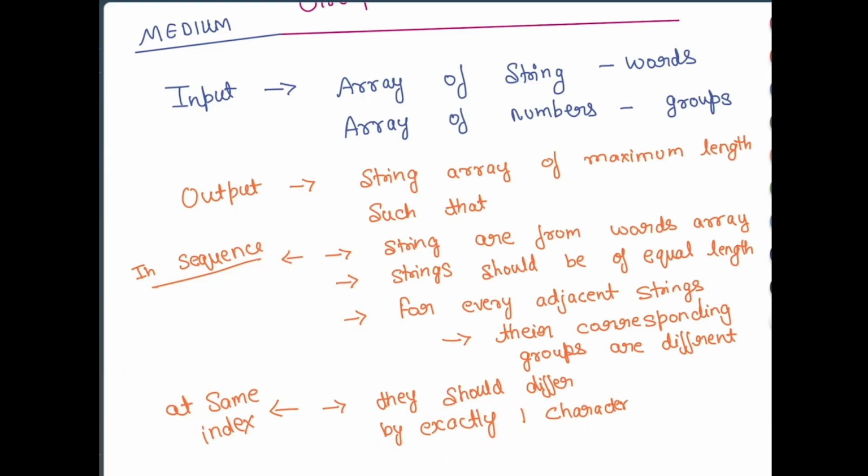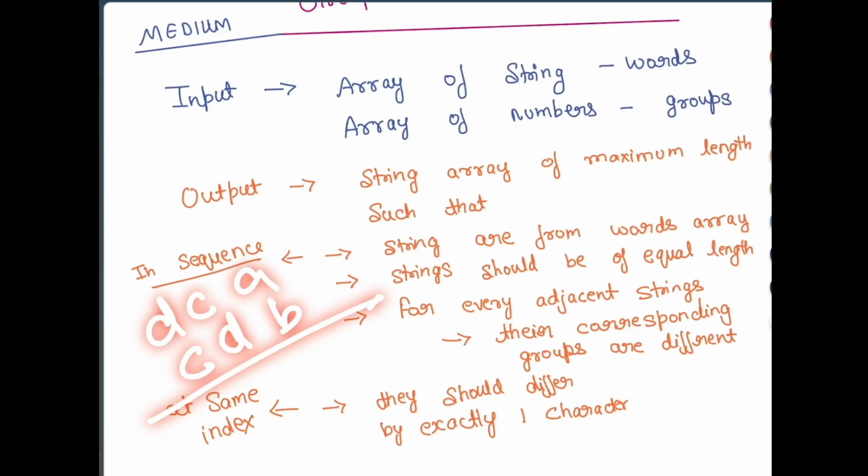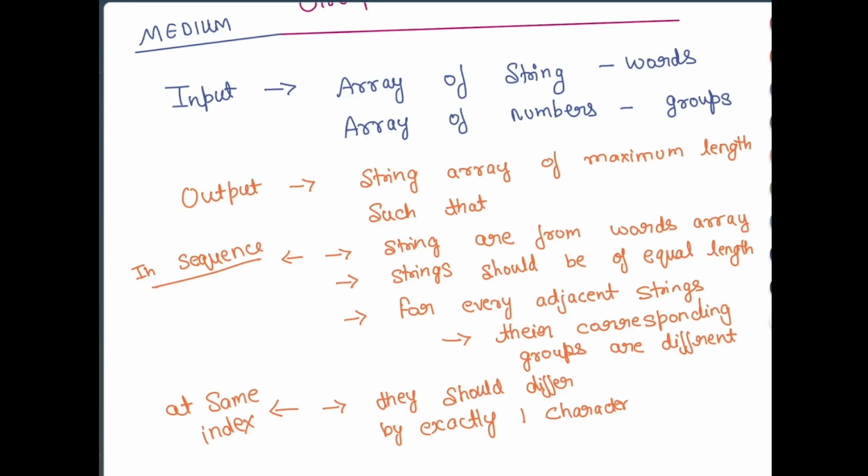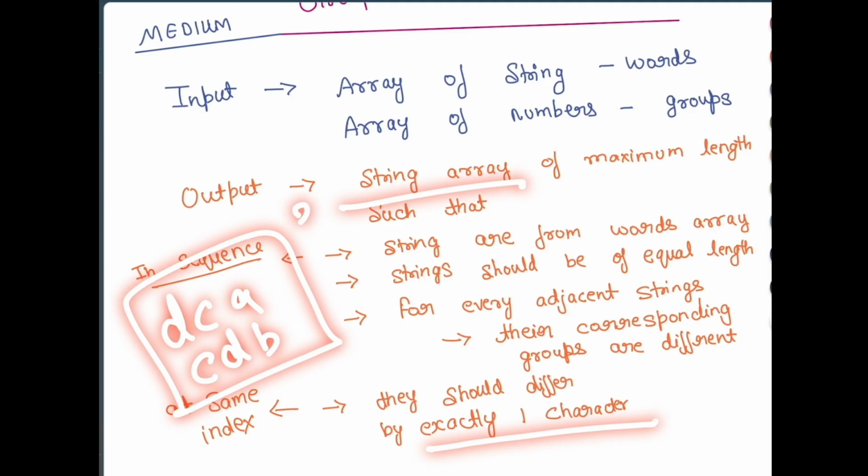Now let us say you have other strings, DCA and CDB. Here the strings might look like they differ by just one character. The first string has D, C and A. The other string has C, D and B. But you need to compare at the same index. So D is not equal to C, there is one difference. C is not equal to D, two differences. And A is not equal to B, three differences. So all three characters are different, and we only allow strings which differ by exactly one character. So DCA and CDB cannot be in your output array because they differ by three characters.